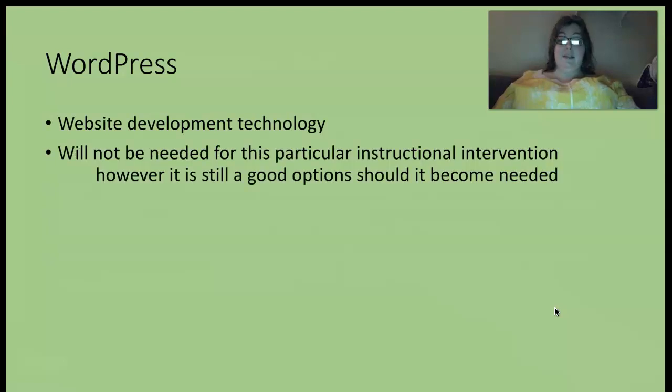Finally, let's look at WordPress. This is a website development technology. However, it will not be needed for this particular instructional intervention either. Should it become needed, it is affordable at only $300 a year plus web hosting fees, which are usually about $20 a year.